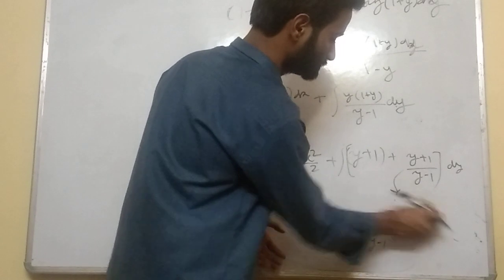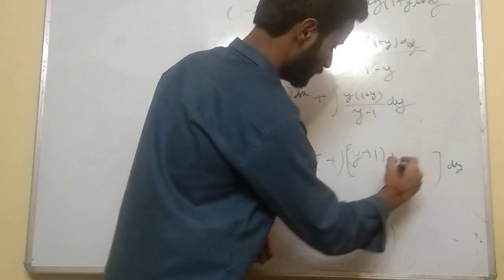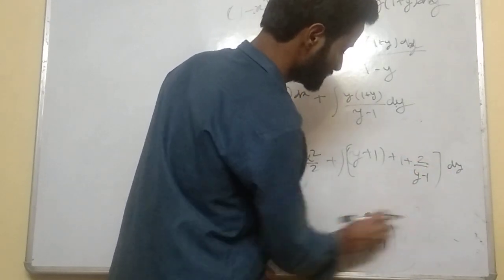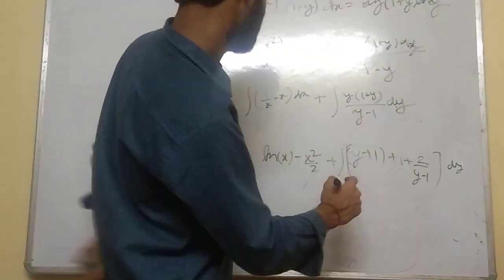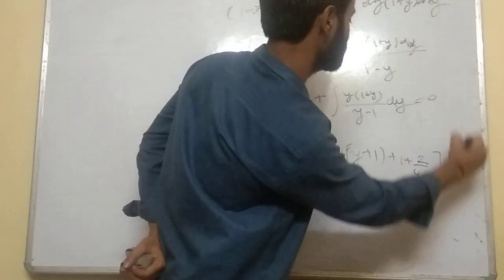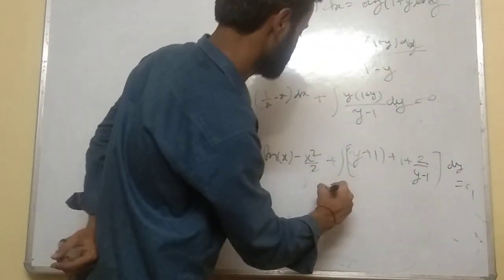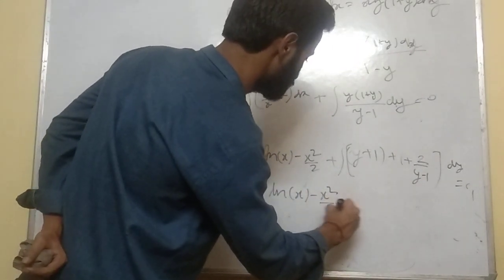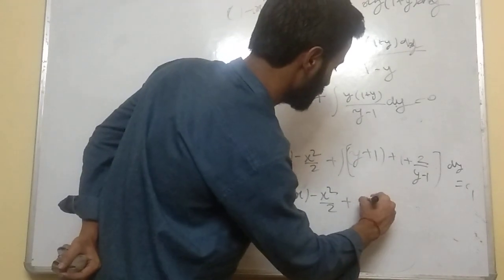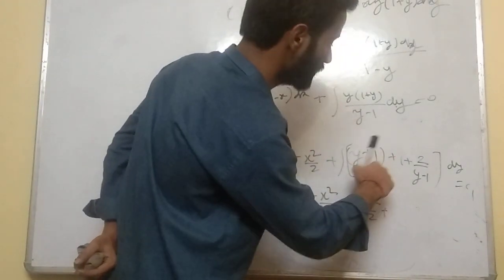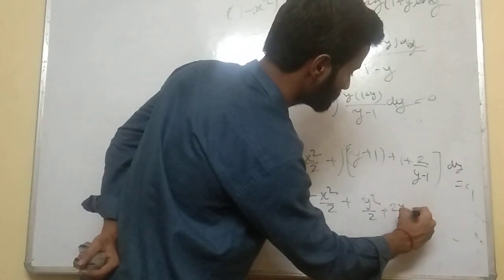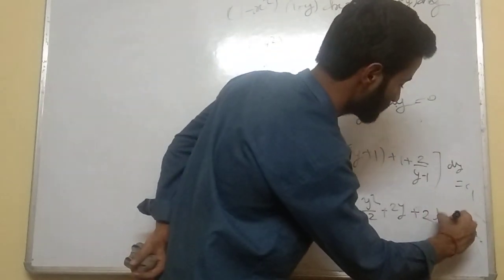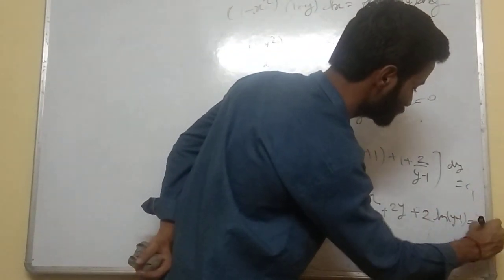So this will be 1 plus 2 by y minus 1. Now it is very easy for you to solve. So it is very easy now to solve. So you can say ln x minus x square by 2 plus y will be y square by 2 plus 2y plus 2 ln y minus 1 is equal to c.